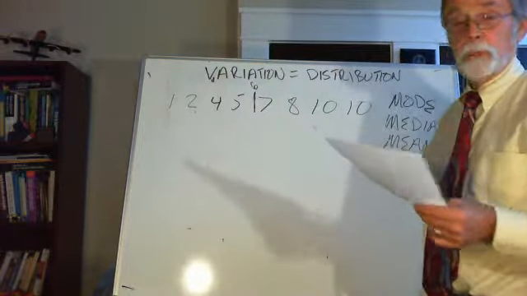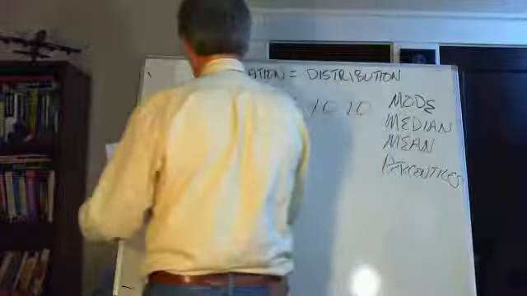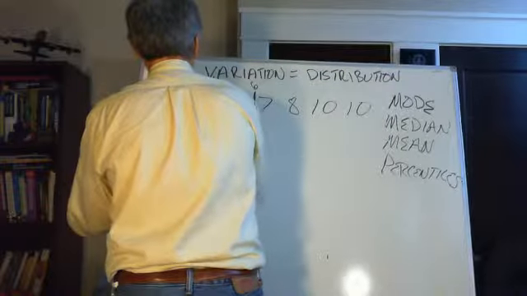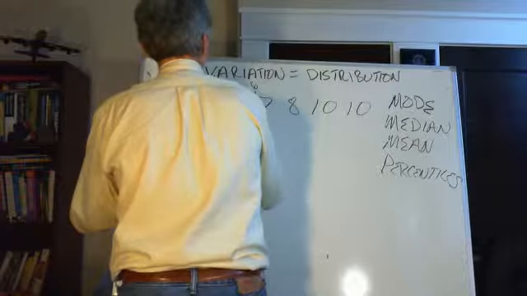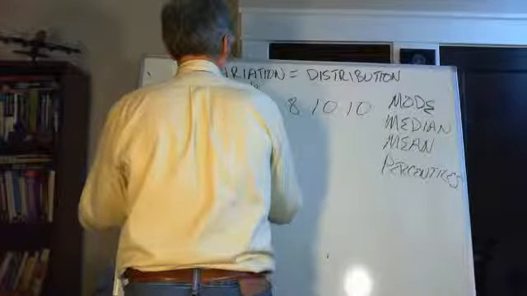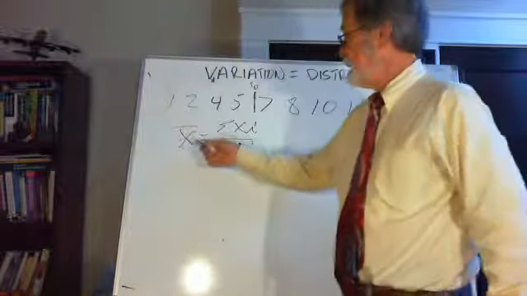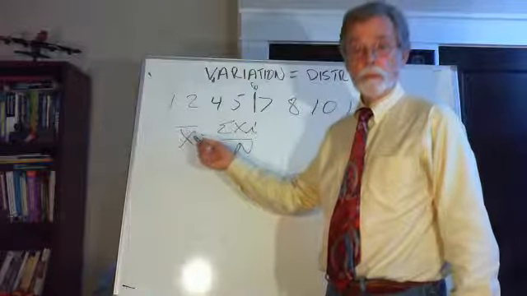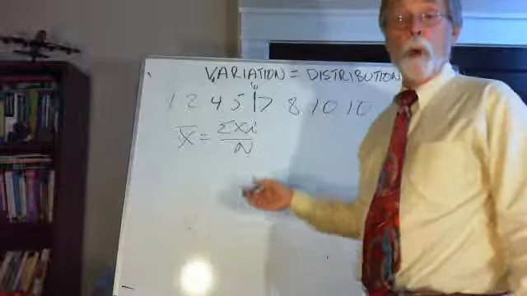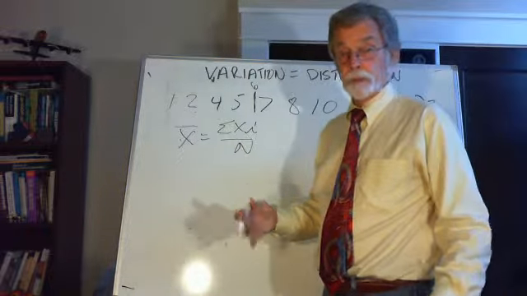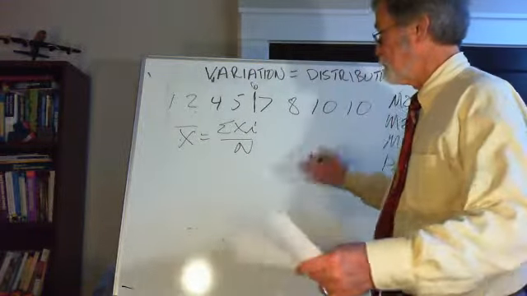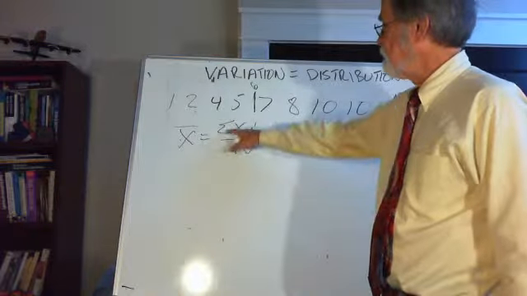So here we want to talk about the mean, and the notation for it is x bar equals the sum of xi over n. Now, x bar is the way we note the mean in statistics. It could be a y bar if we were doing y distributions, but here we're talking about x distributions, but the principle is the same. So here we have the sum of xi.